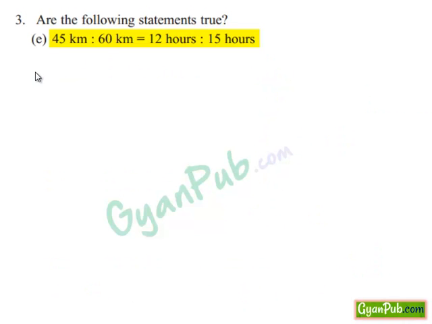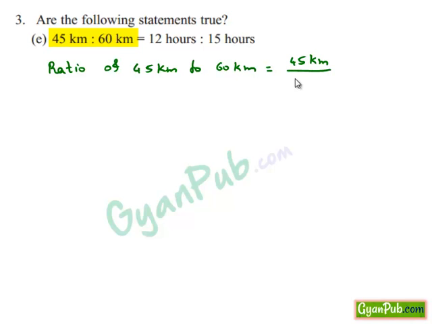Moving on to the last bit of the third question. Given statement is 45 km is to 60 km is equal to 12 hours is to 15 hours. We should find whether the given statement is true or not. First find out the ratio of 45 km to 60 km. This can be written as 45 km upon 60 km. Here we know that ratio is comparing two quantities of same units. We can observe that here both the terms are having same units, that is in kilometers. So we can write the fraction as 45 upon 60 by cancelling the units.